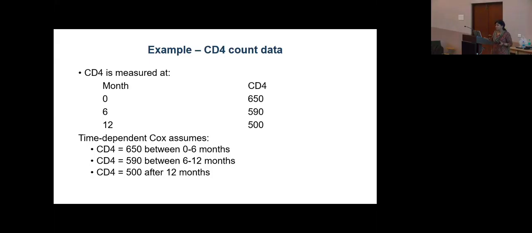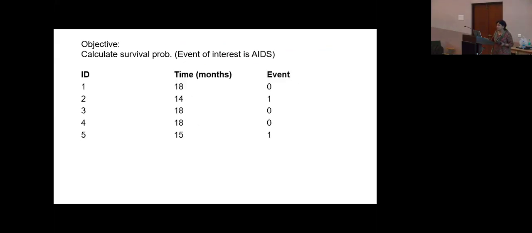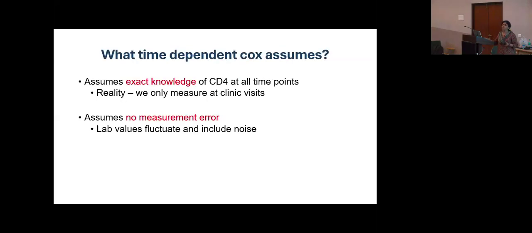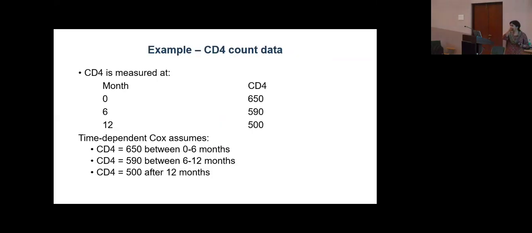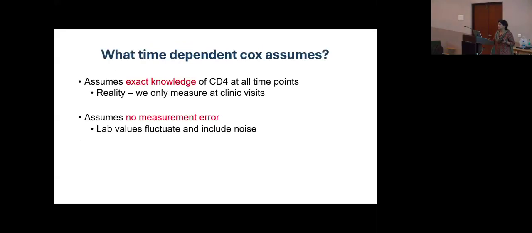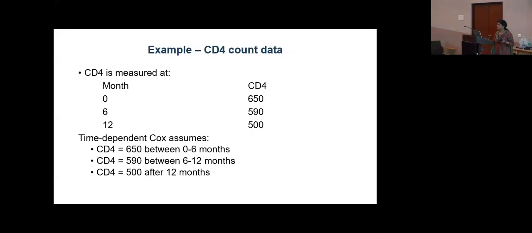So when you draw a step function, how does it actually look? Basically you have 650 at time 0, then it goes down, and then again it remains the same till the 6 months, and then comes down, and then again remains the same till 12 months, and then comes down. It's like a step function, right? So that is what the time dependent covariate does, it only takes the one.